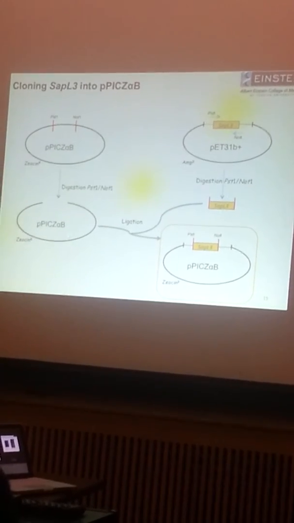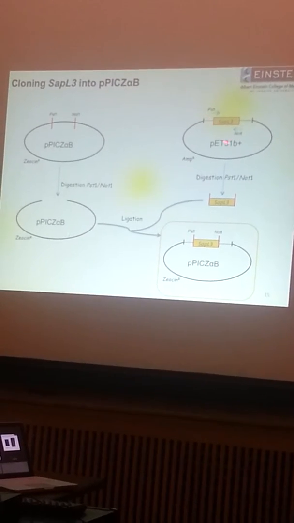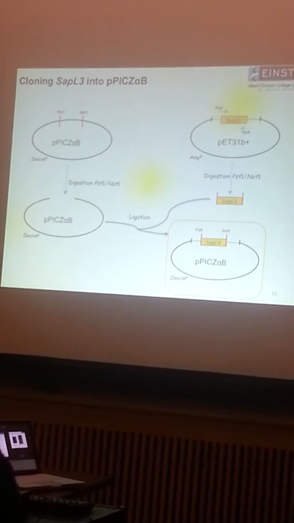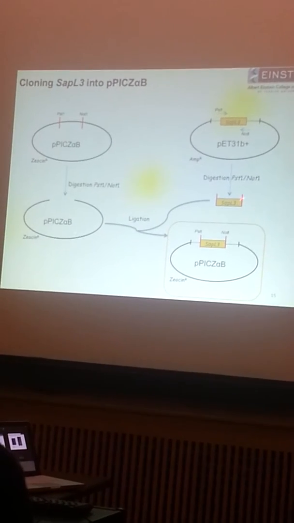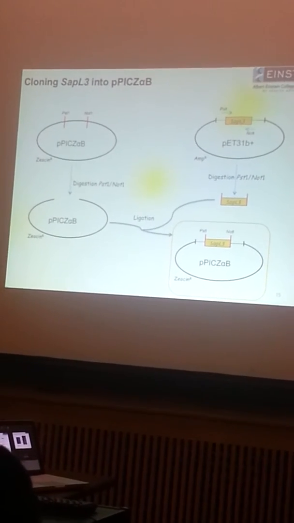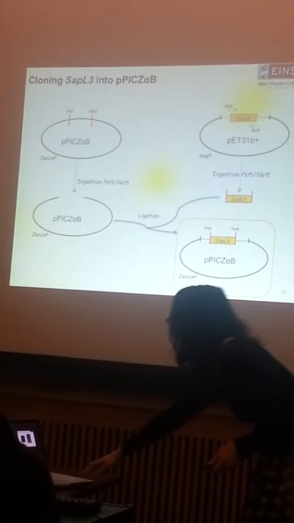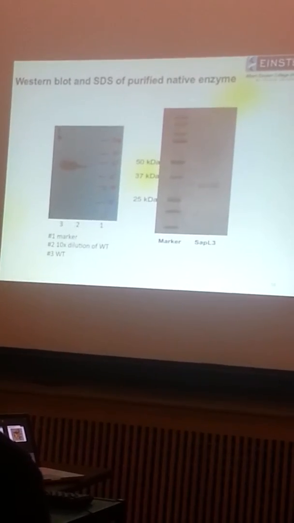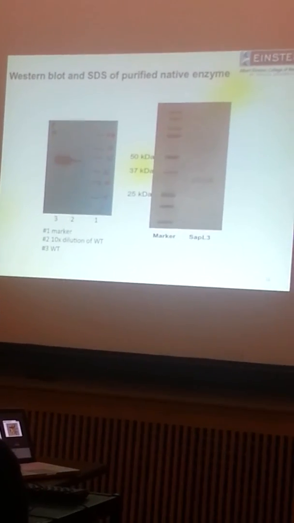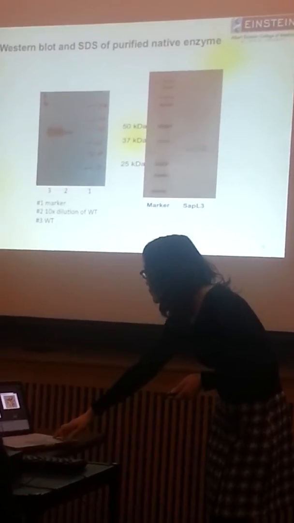So first, the saporin L3 is amplified with a PCR reaction, and these two restriction sites will be introduced. And after digestion and ligation into the alpha B vector and purifying, you can see in the Western blot and also the SDS gel that the protein is about 72 kilodaltons as expected. And you can get the pure protein.